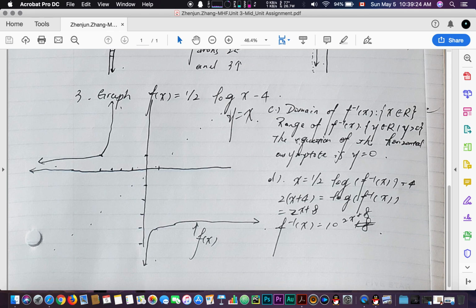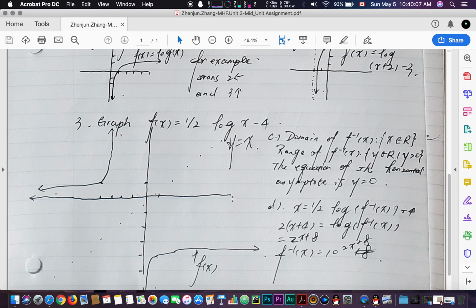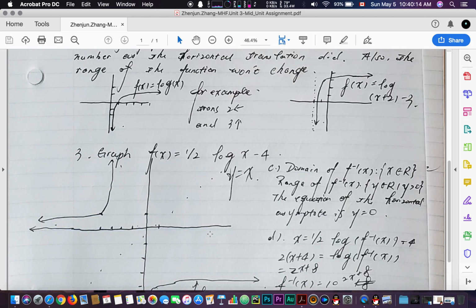What I mean by that is, since you reflect that on an inverse relationship, then it flips like that, like that. And then if you use x equals 1.5 log of f to the power of negative 1 of x, that's equal to 4. And then 2 times (x plus 4) equals log of f to the power of negative 1 of x, which equals 2x plus 8. Then f negative 1 of x equals 10 to the power of 2x plus 8. Then that concludes my Unit 3 mid-unit assignment.